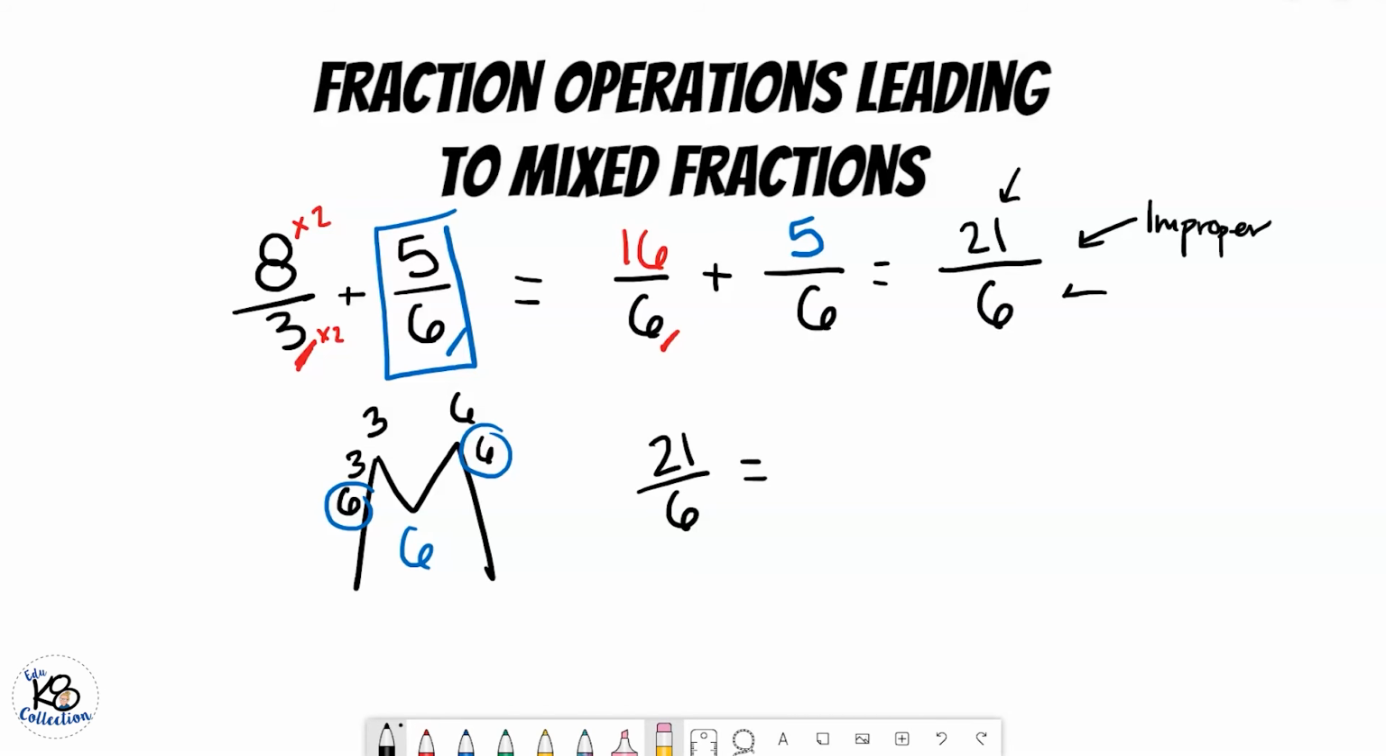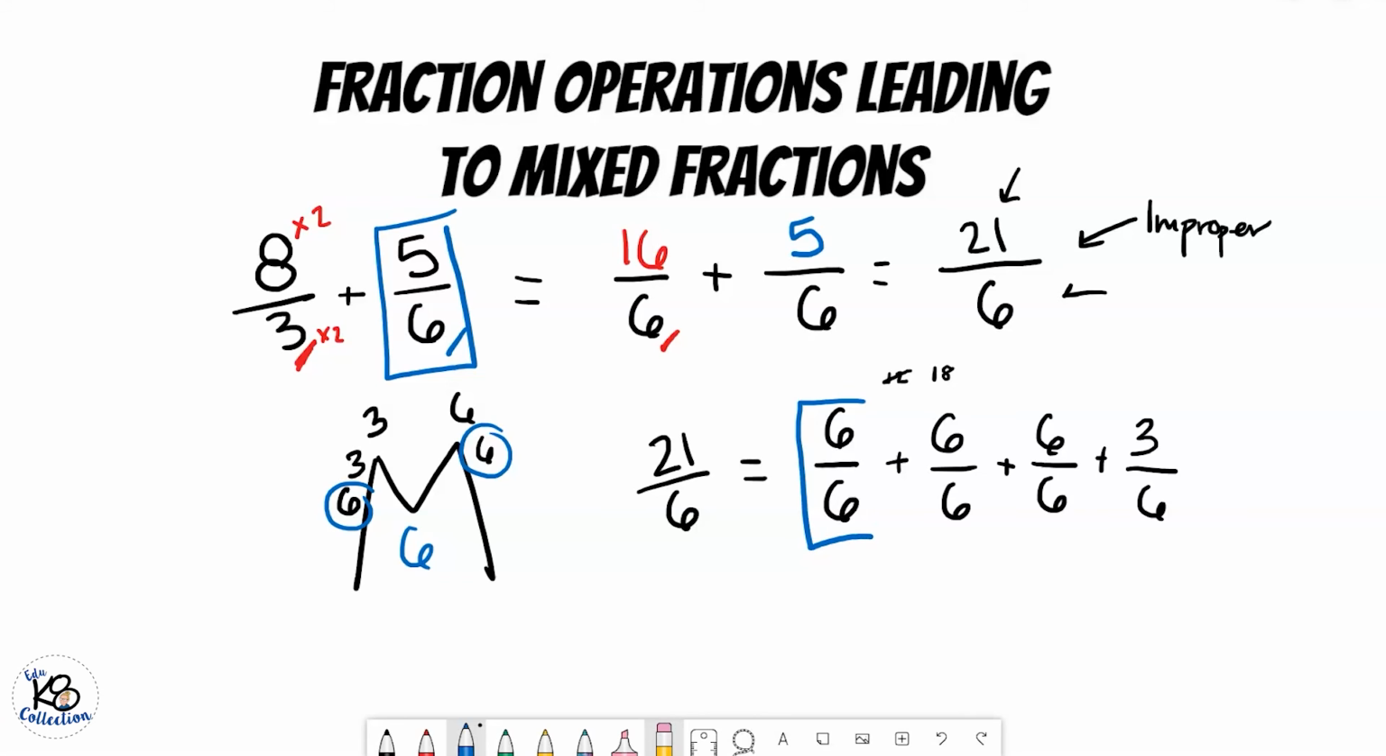To do this, I need to find how many wholes I have. And by a whole, because the denominator is 6, I mean how many 6/6 can I create out of 21? Well, there's 1 6/6. Here's another 6/6. 6 plus 6 is 12. We're getting closer to 21. If I added another 6/6, now I have 6 plus 6 plus 6. I'm at 18. And in order to get from 18 to 21, I would need to add another 3/6.